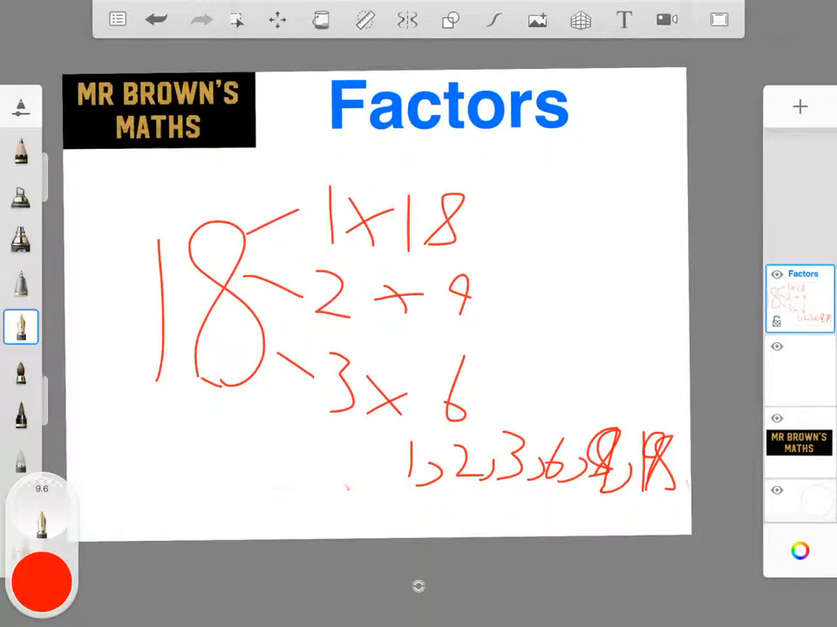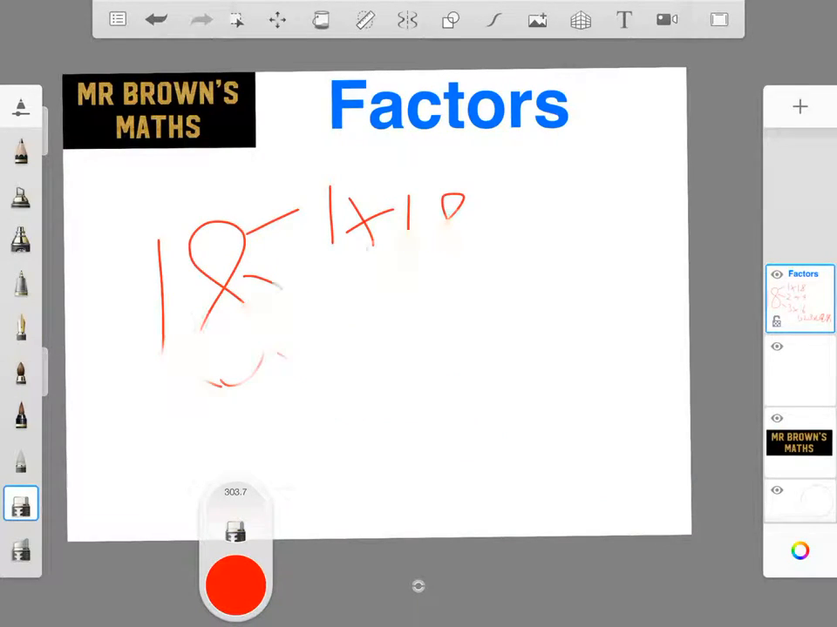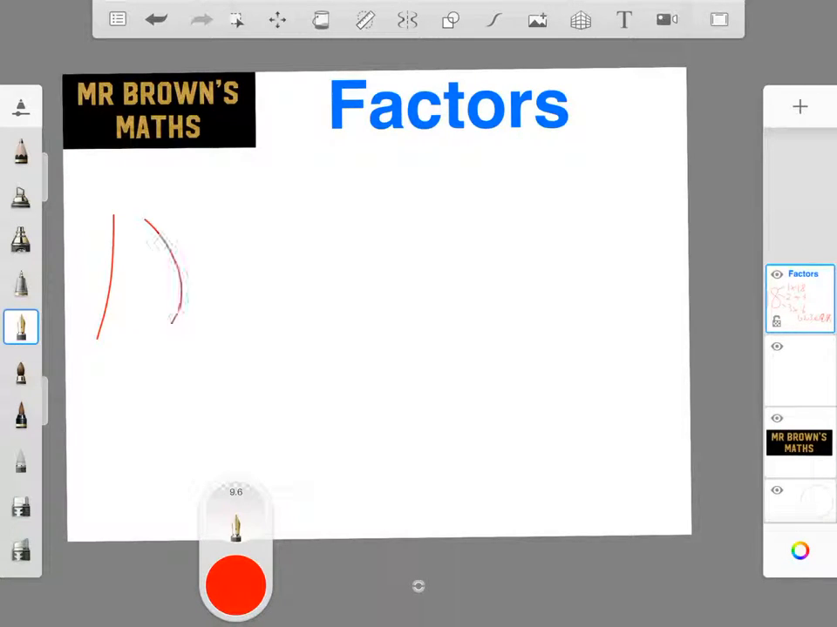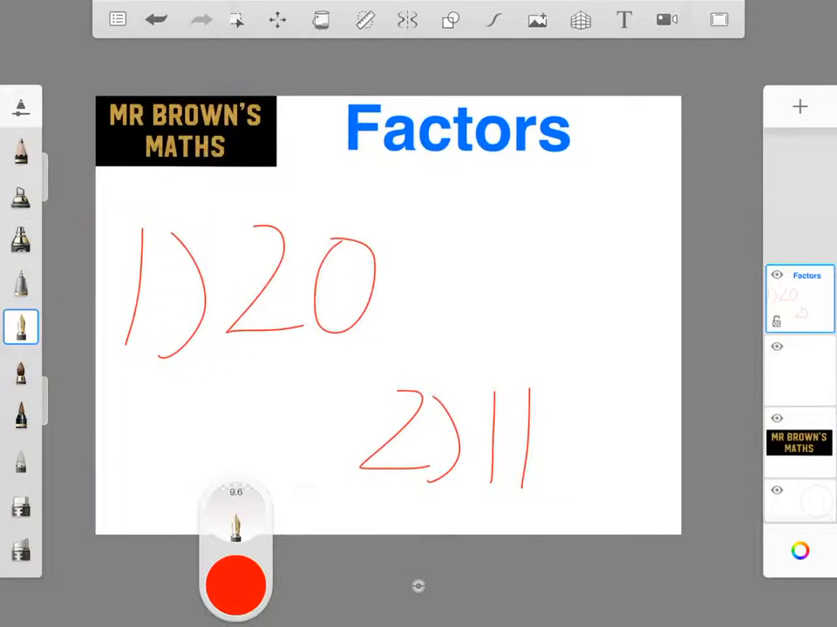Okay, so I'm going to give you 2 questions. I'm going to pause the video and I want you to do both of them. I want you to do 20 and I want you to do 11. See if you can find them out. 11 is very easy.